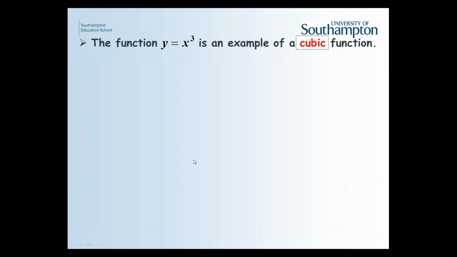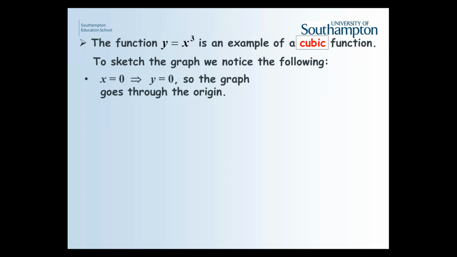Anyway, we're going to look at some of these now. So x cubed is a cubic function. When thinking about sketching them, obviously you can put in a couple of points and get an idea for what's happening. But it's just a case of thinking what's happening at the origin first. So if x is 0, y will be 0, so we know it goes through the origin.